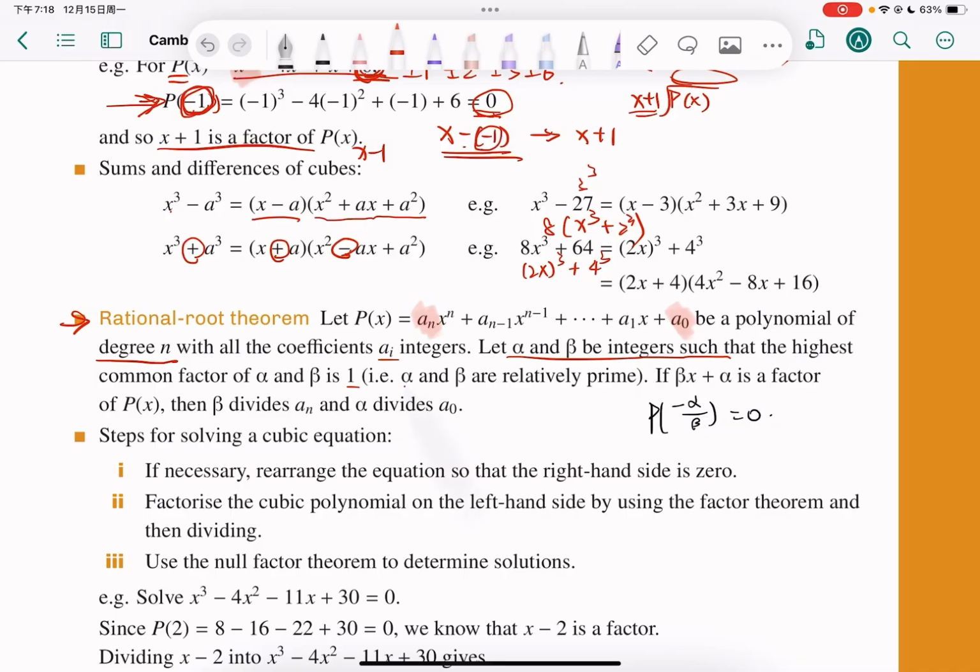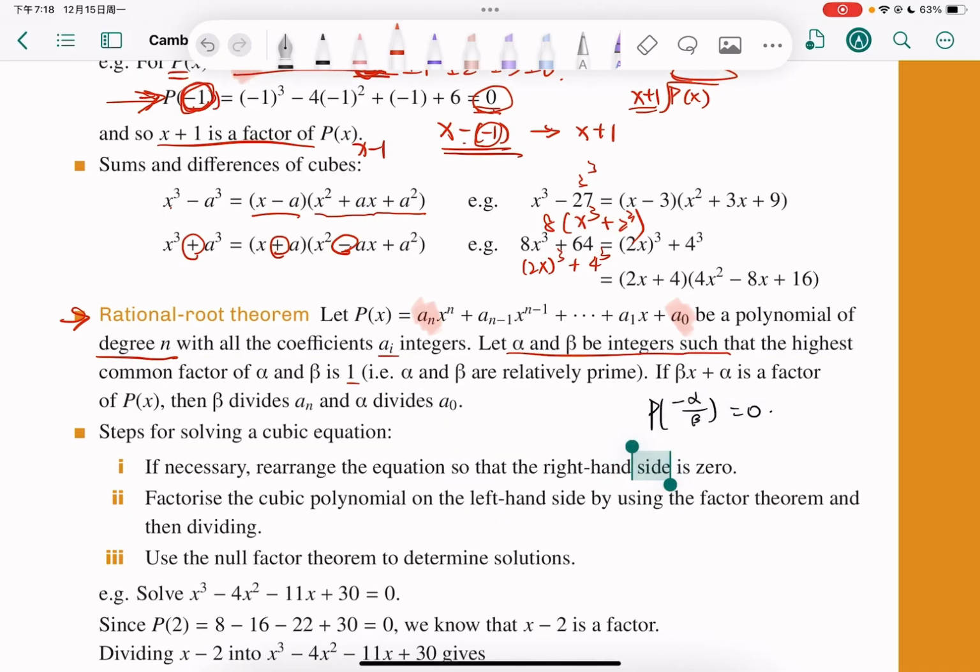Or we can say alpha and beta are relatively prime, so they're prime numbers. For example, 3 and 5, or 2 and 3, or 2 and 5, and so on. If beta times x plus alpha is a factor of p(x), then beta can be fully divided by an, and alpha can be divided by a0.